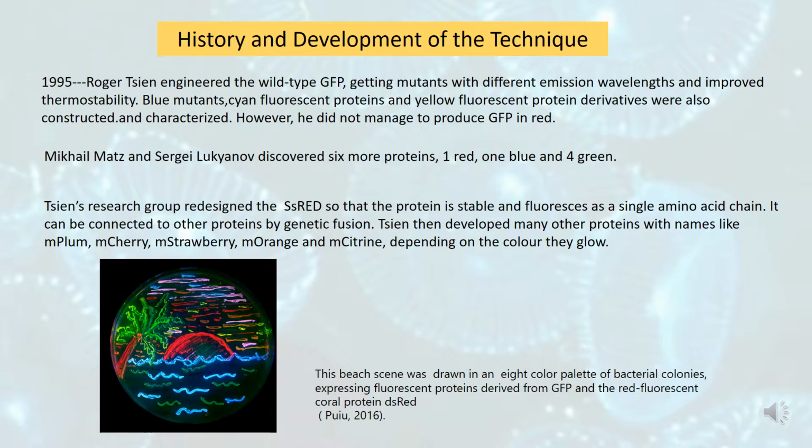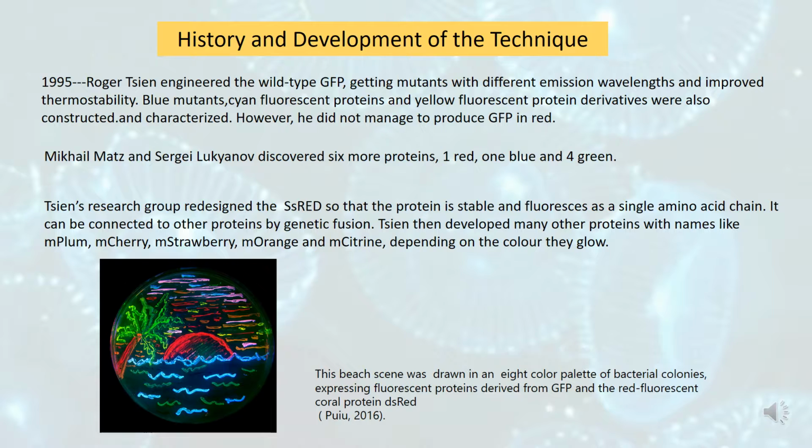In 1995, Roger Tsien engineered the wild-type GFP, obtaining mutants with different emission wavelengths and improved thermostability. Later, enhanced GFP was prepared. Other blue mutants, cyan fluorescent proteins, and yellow fluorescent protein derivatives were also constructed and characterized.